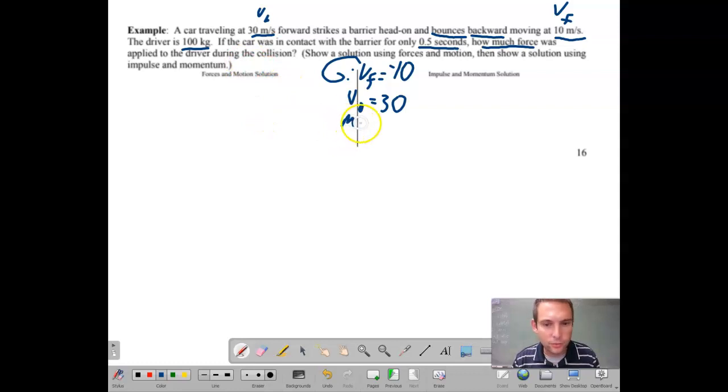Mass is 100 kilograms. How much force was applied to the driver? All right, so we only care about the driver. T is 0.5 seconds. It's kind of a long time for a collision to happen, but that's fine. Unknown, we're looking for force.